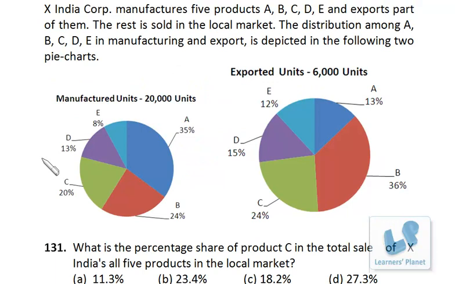Now let's take the next set of questions. X India Corporation manufactures 5 products A, B, C, D, E and exports part of them. The rest is sold in the local market. The distribution among A, B, C, D, E in manufacturing and export is depicted in the following 2 pie charts. Okay, manufactured units 20,000 and exported units 6,000. Okay, and the breakup of manufactured units and exported units is given over here.